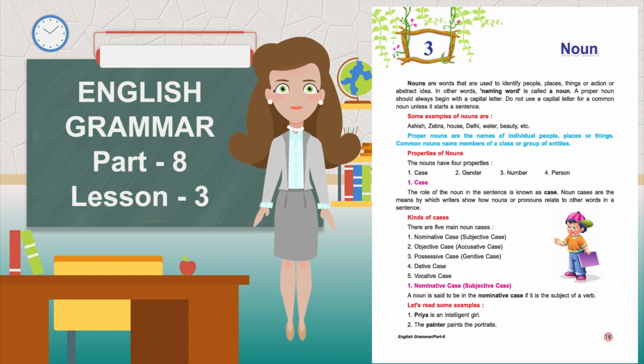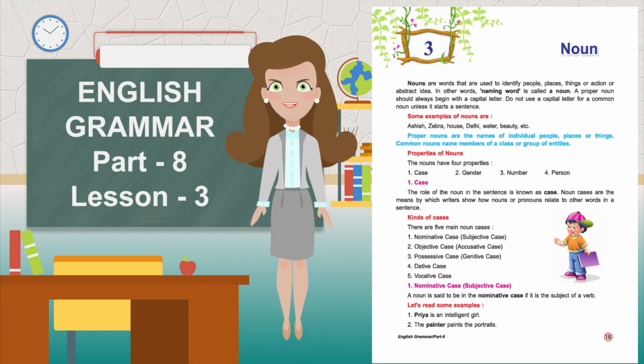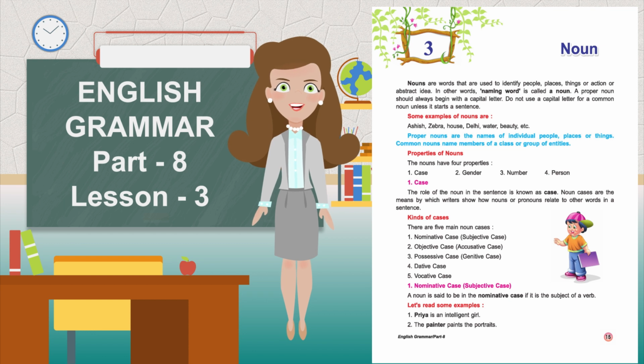First, nominative case, subjective case. A noun is said to be in the nominative case if it is the subject of a verb. Let's read some examples. Priya is an intelligent girl. The painter paints the portraits.